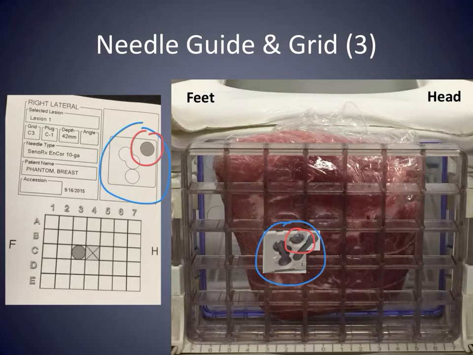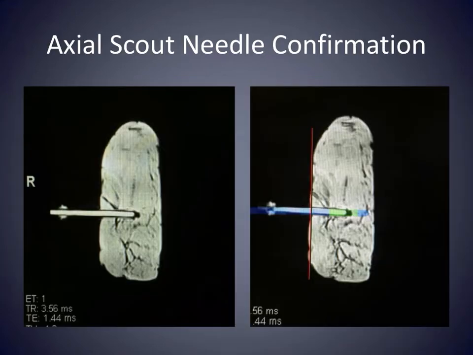This image is really to show that the orientation of the needle guide should match exactly what's shown on the computer printout. Once you have placed the introducer into the proper location, an axial scout needle confirmation sequence is run, and this confirms that the target lesion is in the center of your biopsy chamber. At this point, the bright signal obturator is removed and the biopsy device is inserted and biopsy is performed.